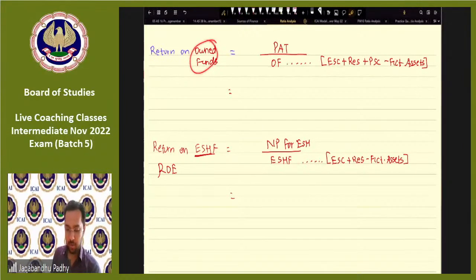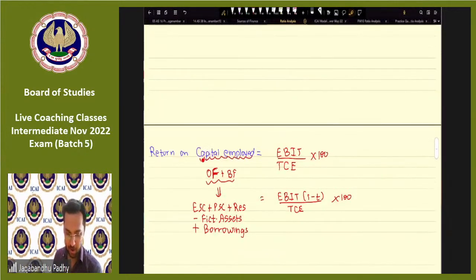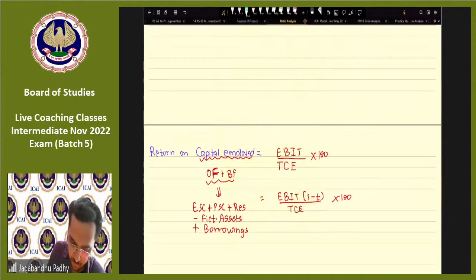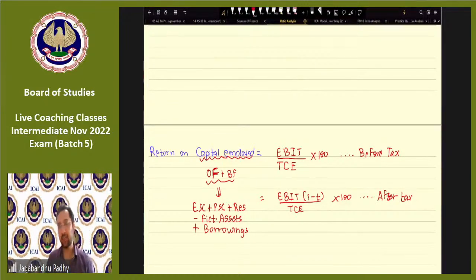Return on owned funds will use PAT, and return on capital employed will use EBIT. Right. So these three we need to remember: return on capital employed uses EBIT, or EBIT (1 minus T), depending on whether it is before tax or after tax. For your understanding, this is a before tax figure, and this is the one which is after tax. Okay. Obviously, owned funds, net worth and proprietary funds are all one and the same.